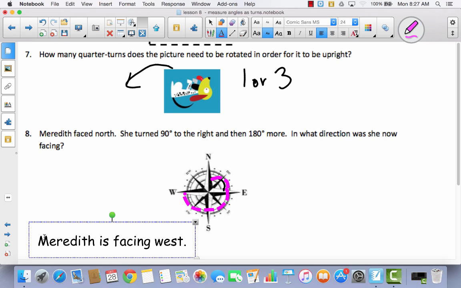Okay, so hopefully you have a little bit better understanding of how you can measure turns, measure angles using turns. If you get confused, you can always look back at your problem set and go back and look at your clock and think about which way would be 90 degrees. Think of them as right angles, and that will help you with the degrees.